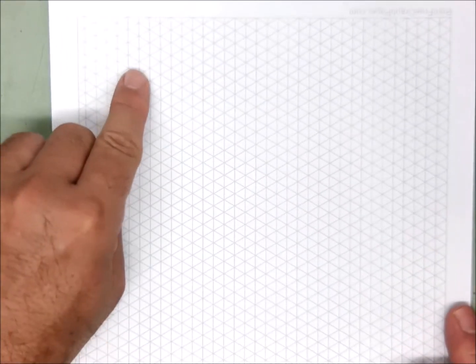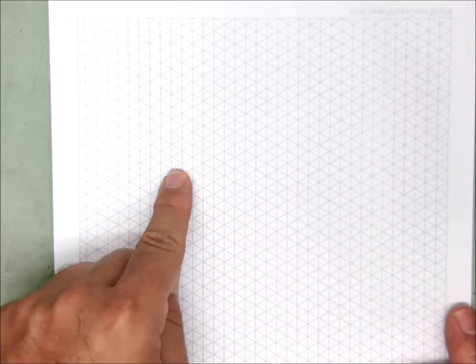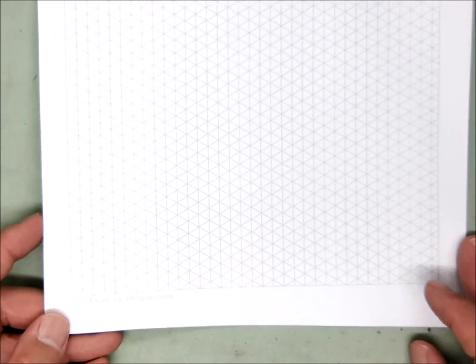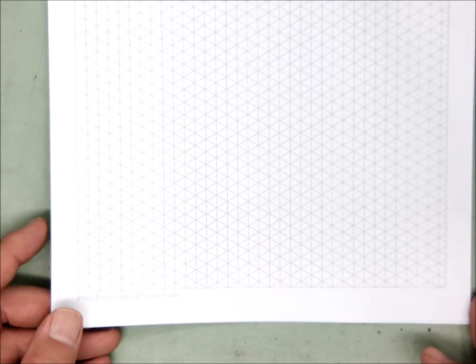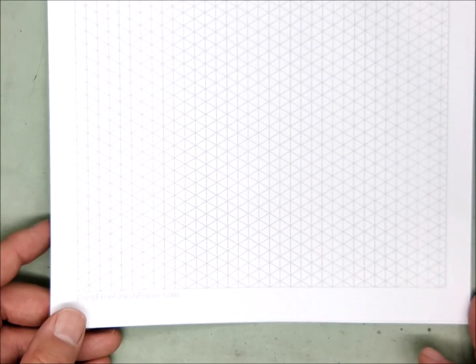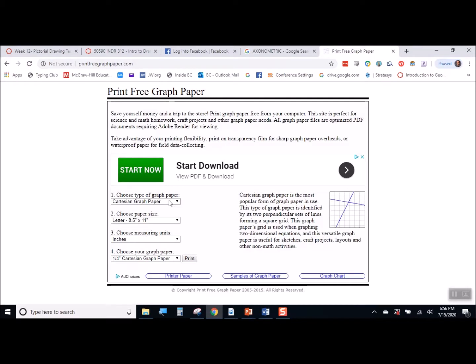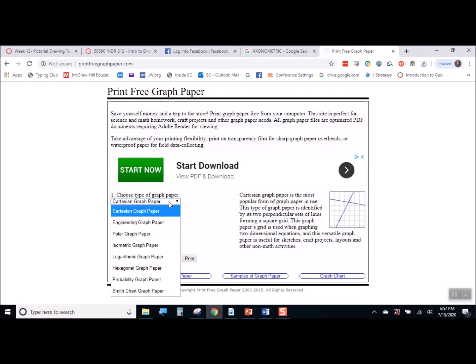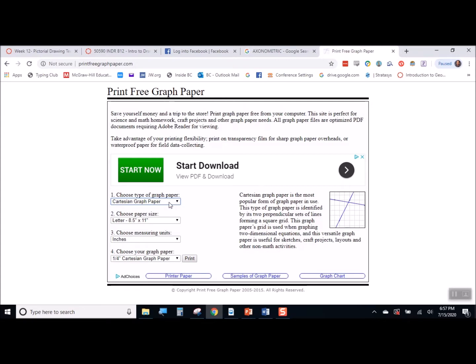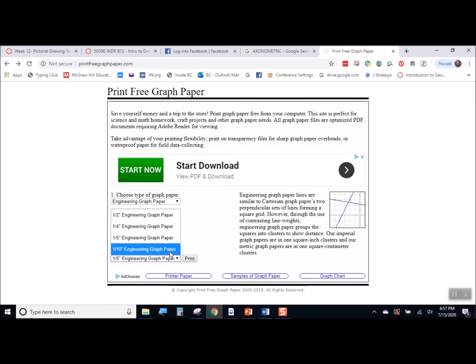Okay, well with isometric that's not going to help us because we don't need vertical and horizontal. We need lines that are at 30 degrees to horizontal. So we have some isometric graph paper here, and this is another asset we can download and print from the print-free graph paper website. In addition to the square, quad, Cartesian graph paper, there's a number of different graph papers in here. Engineering graph paper, and again we get to choose the size of the squares. I've seen 1/5 and 1/10 of an inch increments.